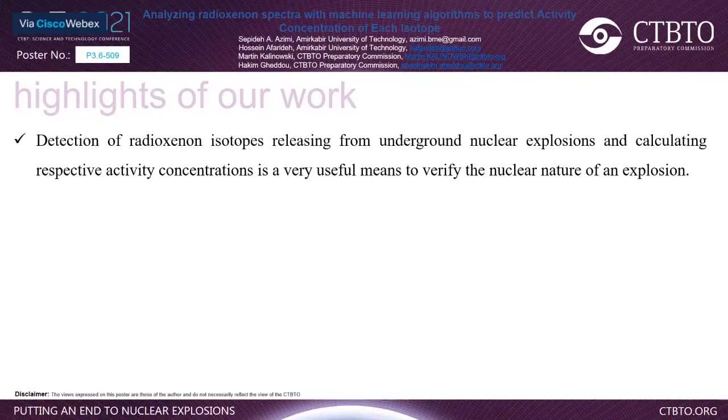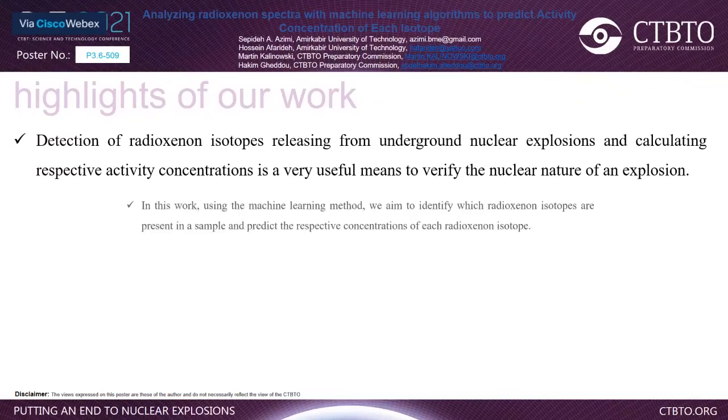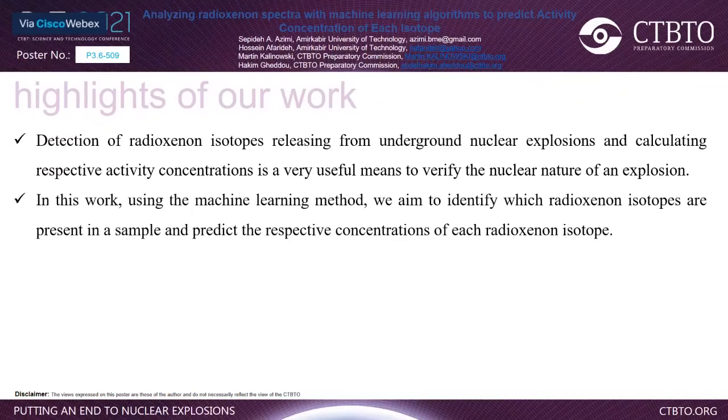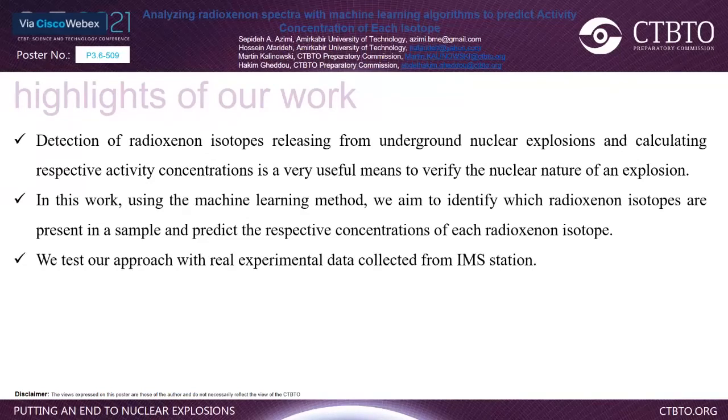My poster is about analyzing radioxenon spectra with machine learning algorithms to predict activity concentration of each isotope. Detection of radioxenon isotopes released from underground nuclear explosions and calculating respective activity concentration is a very useful means to verify the nuclear nature of an explosion. In our work, by using the machine learning method, we aim to identify which radioxenon isotopes are present in a sample and predict their respective concentrations.